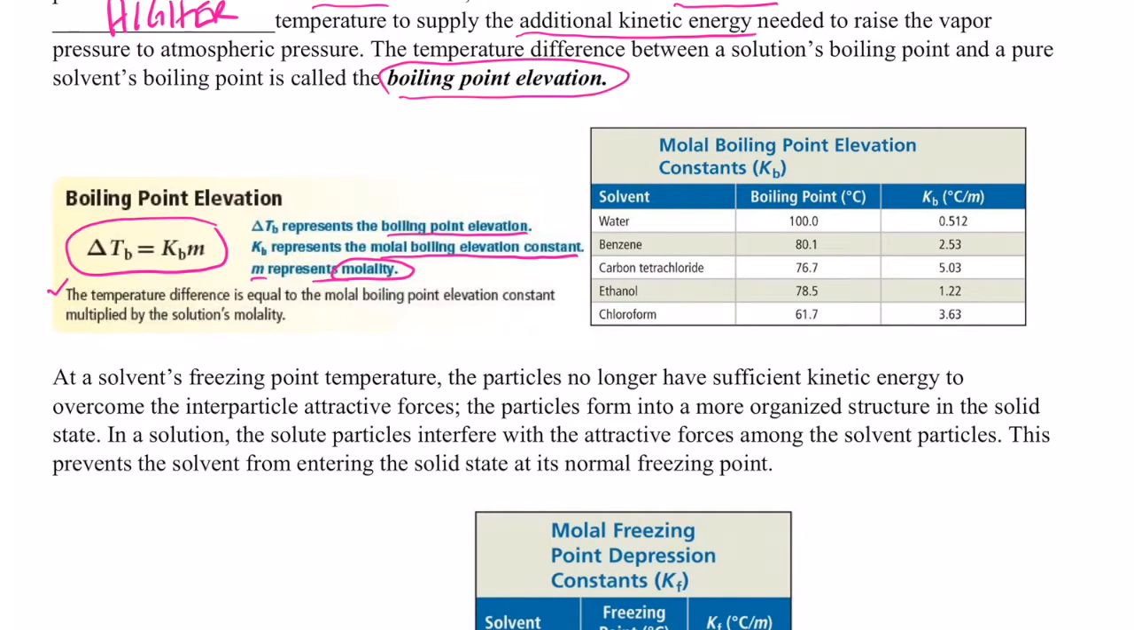Now you're going to find that we often use water in these examples. Water has a normal boiling point of 100 degrees Celsius. Its molal boiling point constant is 0.512 degrees Celsius per molal solution. And you'll notice that other solvents have different boiling points and different boiling point constants. So we just apply these constants to this equation and we can find the boiling point elevation.